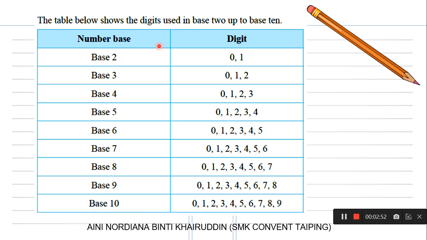Alright, so base 2 only consists of digits 0 and 1. Base 3, 0, 1, and 2, and so on. So basically, in base 9, the digit 9 does not appear in that number. Okay, so maybe you are still confused about this. Please don't worry. We go to the next slide.